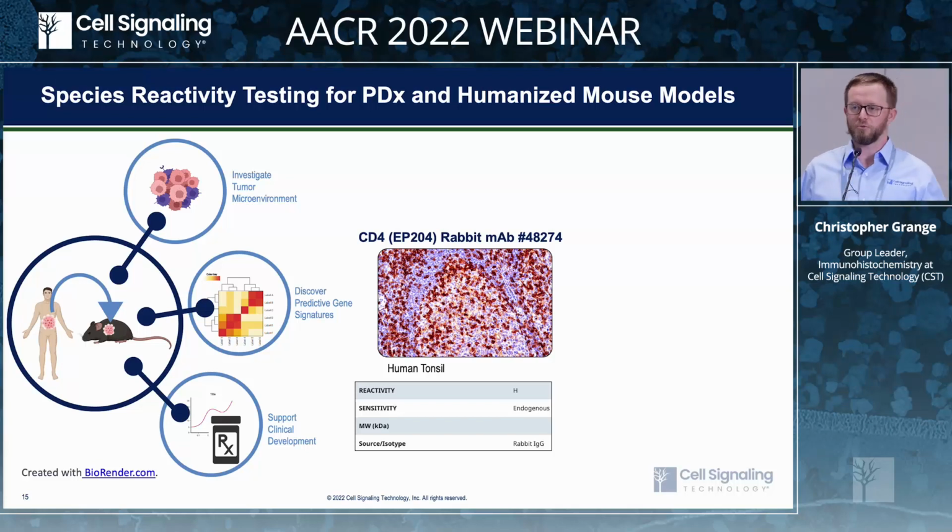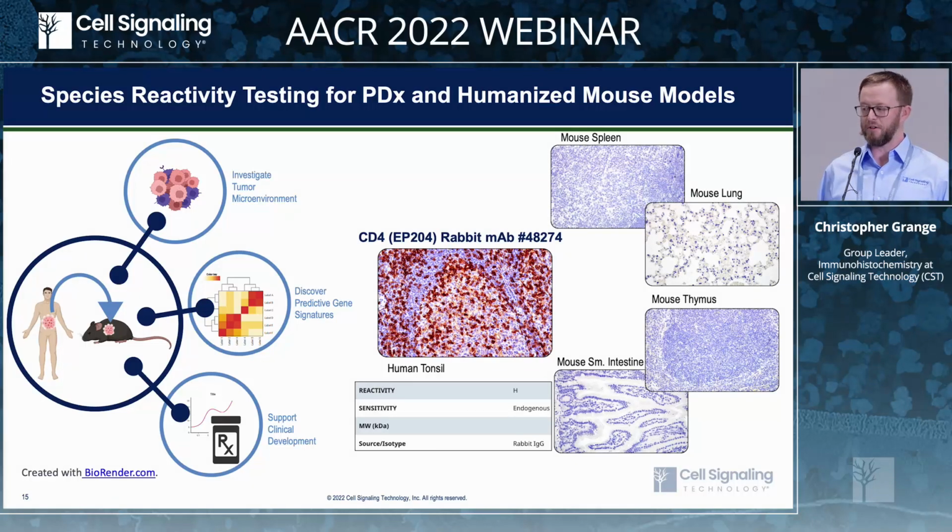So what we've been doing is going back and looking at some of the most common immunotherapy targets and testing them in species for which they're not predicted to react. So in this case, we tested it on a number of different mouse tissues, and as you can see, it's completely clean. So this would be a good candidate for patient-derived xenograft studies.